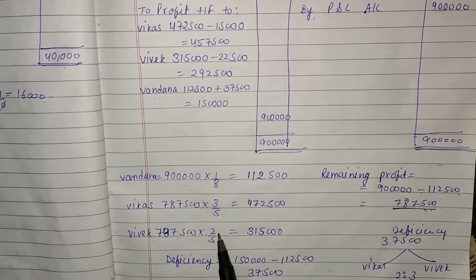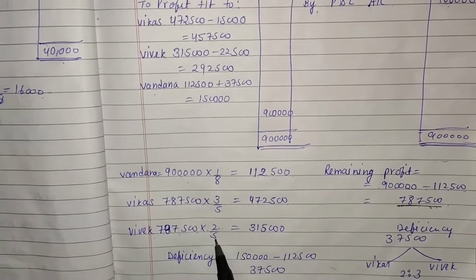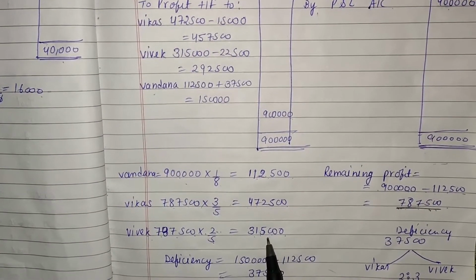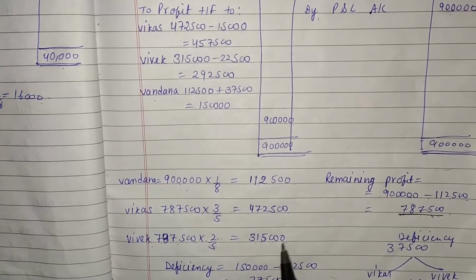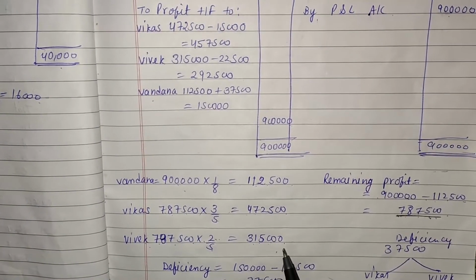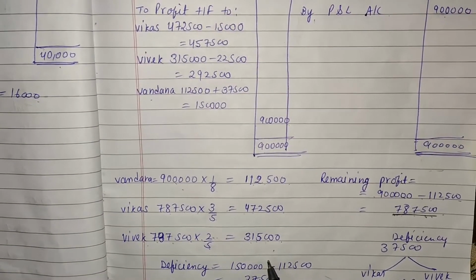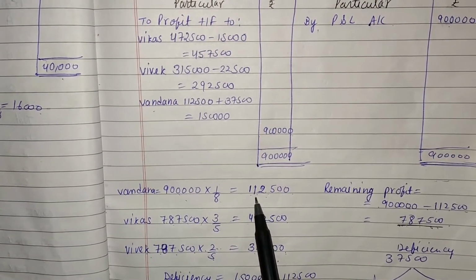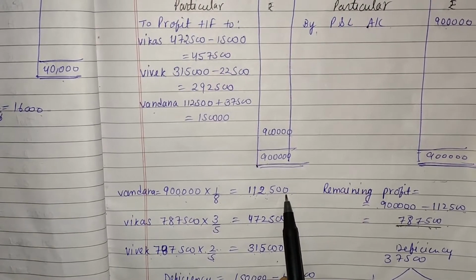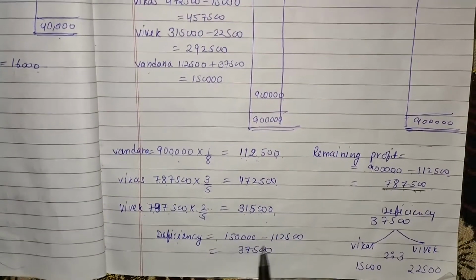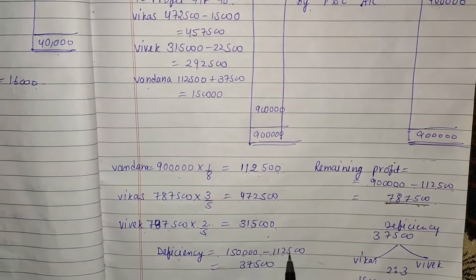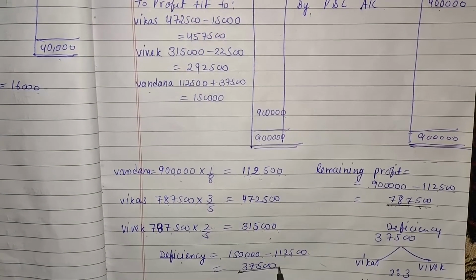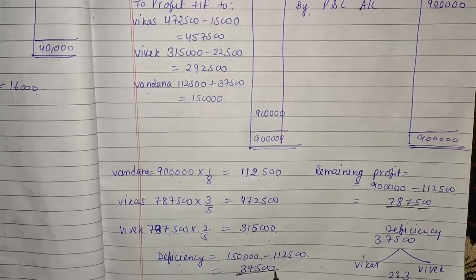Vivek: 7,87,500 multiply Vivek's share is 2, total of this is 5. Vivek is getting 3,15,000. But in this question, we already know that Vandana has a guaranteed profit, and they give a guarantee to Vandana of a minimum of rupees 1,50,000. But here Vandana is only getting 1,12,500. So the deficiency arises, 1,50,000 minus 1,12,500. It means Vandana is in loss of rupees 37,500.